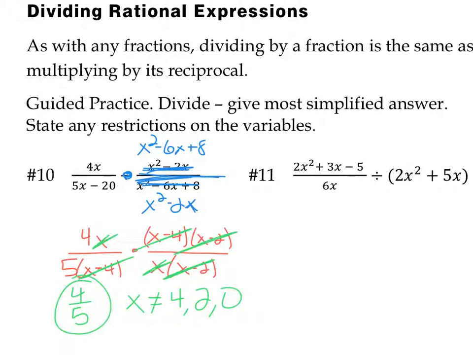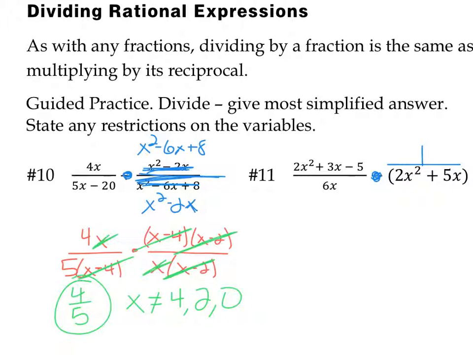Okay? In the second example here, number 11, the second division example, we want to turn that into multiplying by the reciprocal. So we're going to turn this into multiplying by the reciprocal. Instead of 2x squared plus 5x over 1, the reciprocal will be 1 over 2x squared plus 5x.